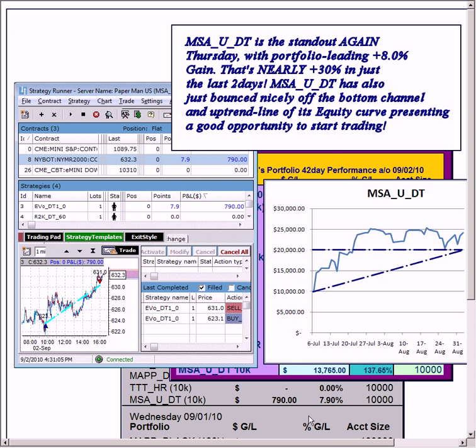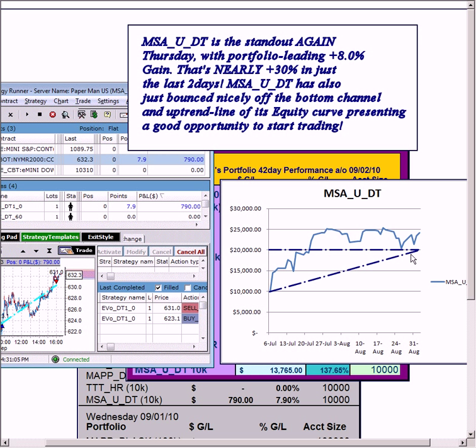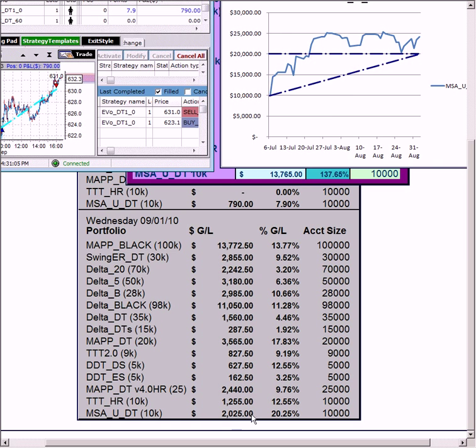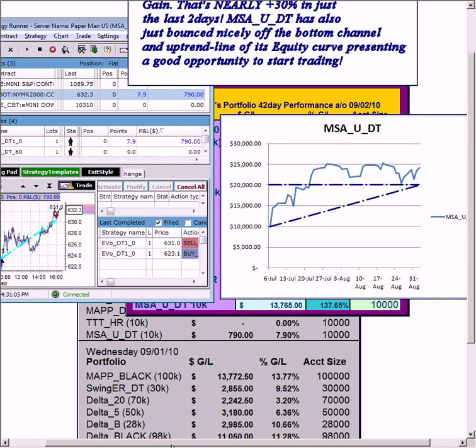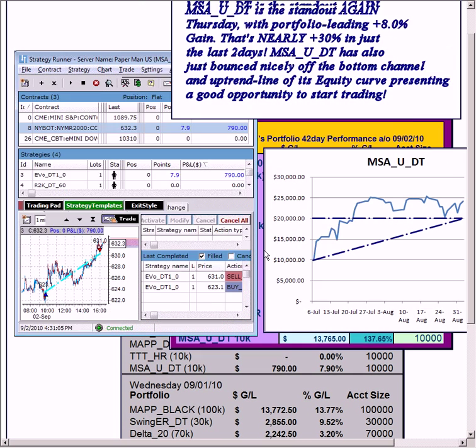There we see the equity curve over the last couple of days, a beautiful uptrend in the equity curve. A bit of a channel, but really bouncing nicely off this channel, expected to break out. As a matter of fact, it's made about $5,000 from 20 to 25, about 50% over the last couple of weeks or so, and just $3,000 in the last couple of days for the MSA UDT. There you see it, $2,000 a day prior, $800 yesterday. There's the Evo going long yesterday.